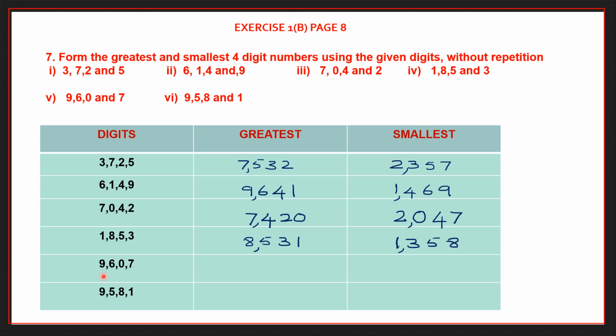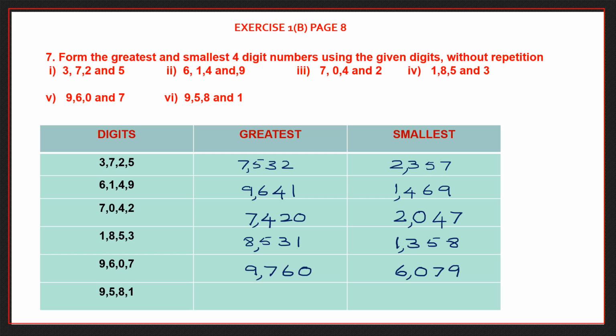Start with the greatest digit, 9, that is 9, and then 760. So comma in the right place: ones, tens, hundreds, comma. Now when you start the smallest number, remember not to start with 0. So which is the next smallest digit after 0? It is 6. Then you put the 0 and write the other numbers from small to big. So 7 and 9. Now comma in the right place: ones, tens, hundreds, commas.